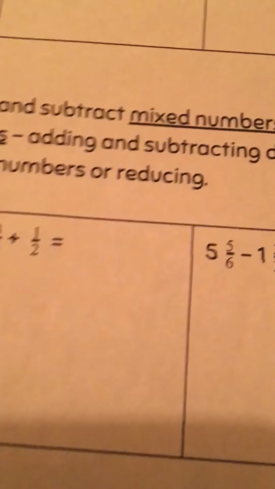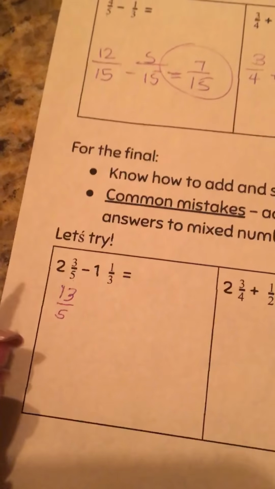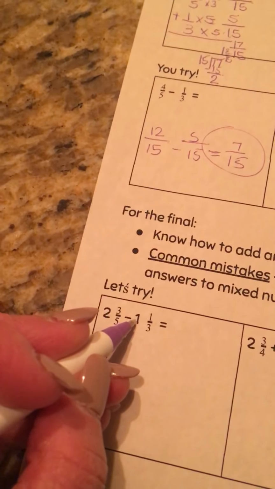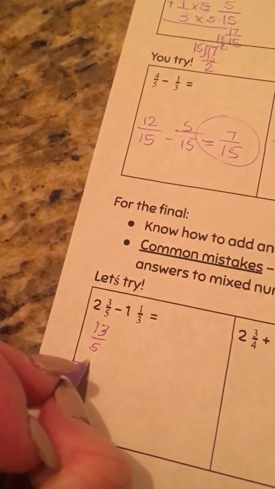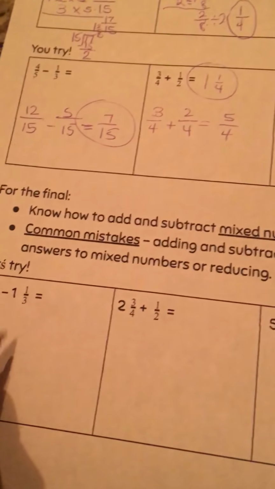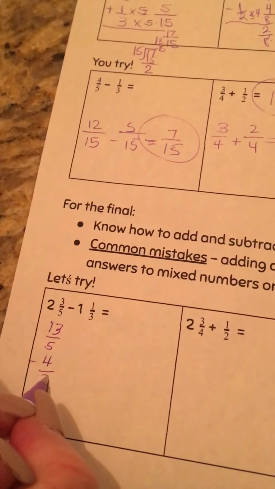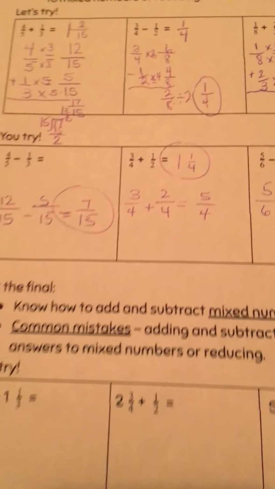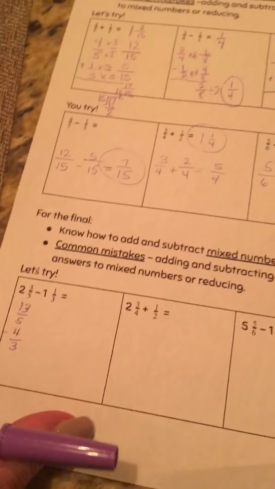Sorry. So I'll do 13 fifths, and we're going to go ahead and subtract. So we're going to do the same thing. 1 times 3 is 3, plus 1 is 4, and we have 4 thirds. So we've made these into 2 improper fractions. So with those 2 improper fractions, we have to do what we did at the top.